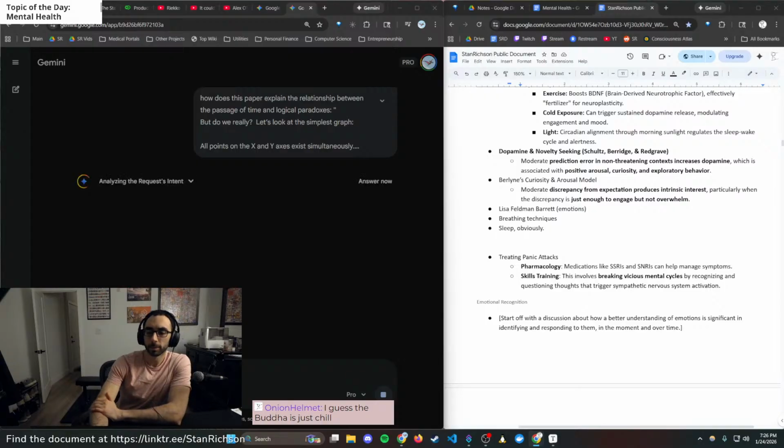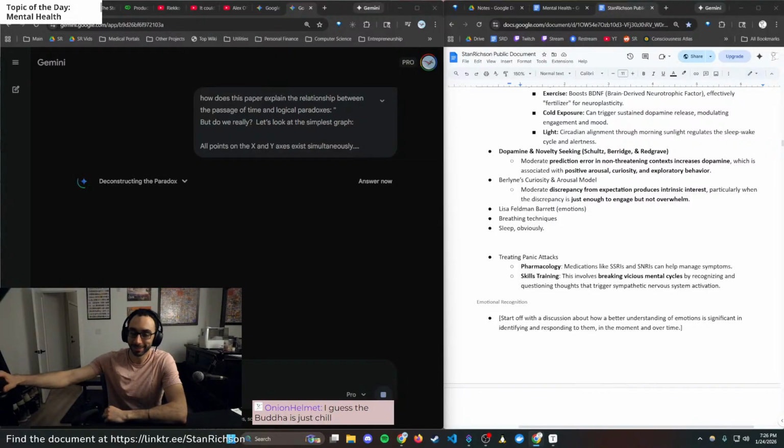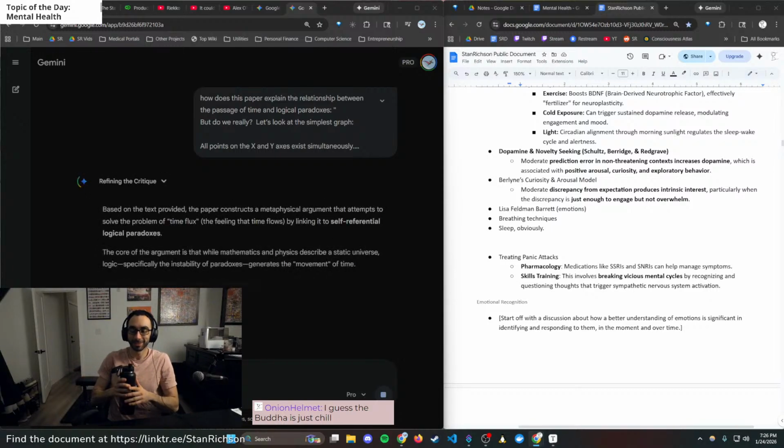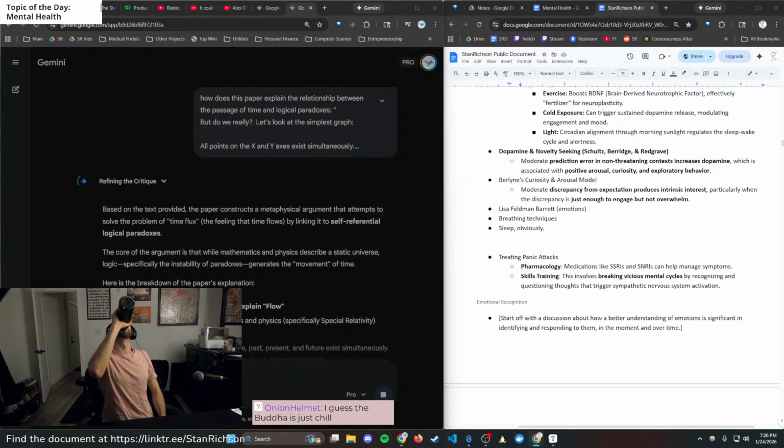Tibetan Buddhism, the Buddha reveals extra teachings to forest yogis. I guess the Buddha is just chill. I mean, I think that's kind of apt, right? Isn't that what people would say?